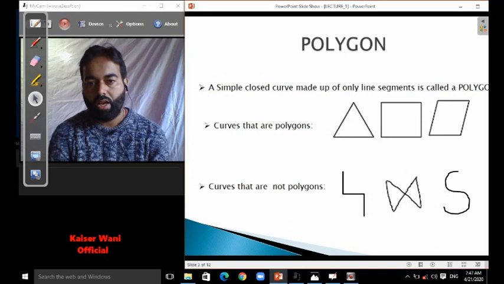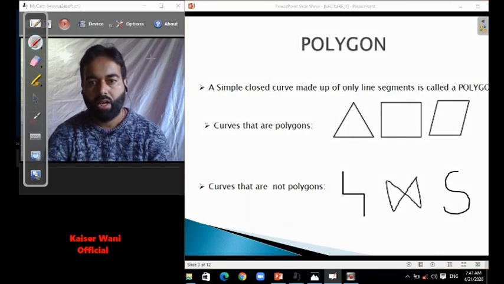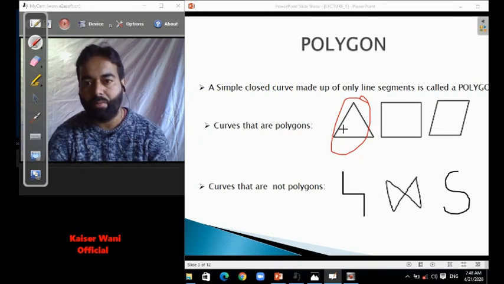As you can see on screen, these curves are polygons. Why are they polygons? I'll explain to you. So this one is a simple curve. A simple curve means I am able to draw the curve on a plane surface without lifting my pen, or without retracing a part of it. There is no retracing, no overlapping of lines. It is a simple curve and it's closed. That's why it is a polygon.